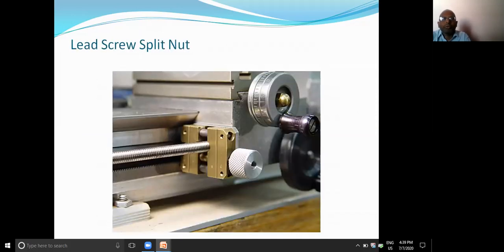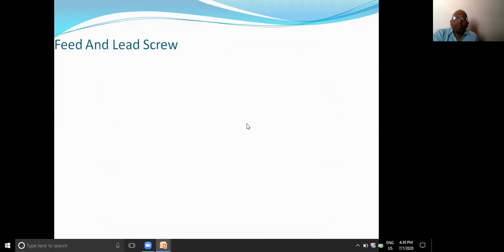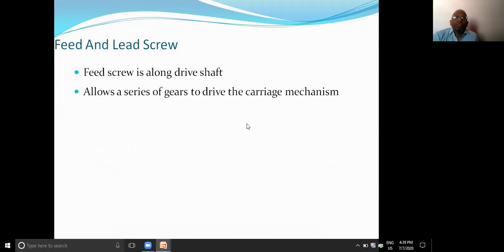Once again, observe how the movement is adjusted for this particular lead screw. Whenever both clamps are mounted over the lead screw, it immediately produces motion for the cutting tool. The feed screw is a long drive shaft. It allows a series of gears to drive the carriage mechanism.